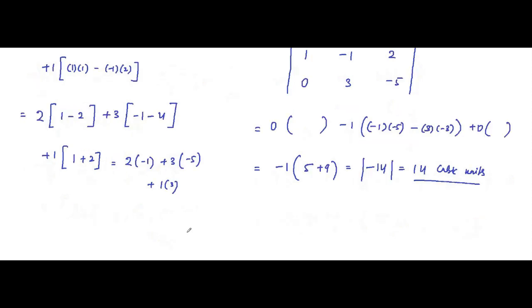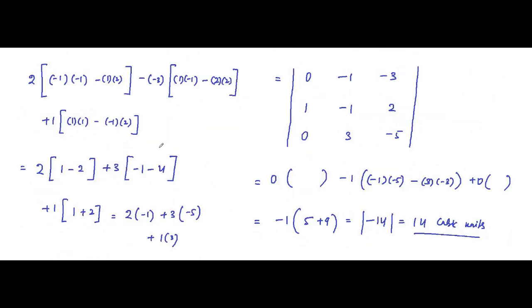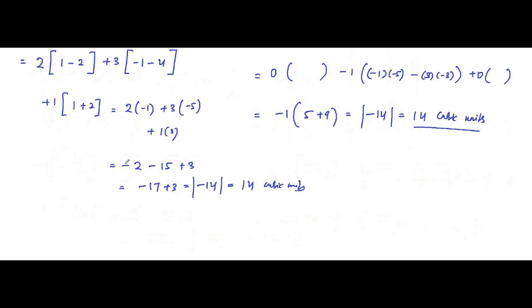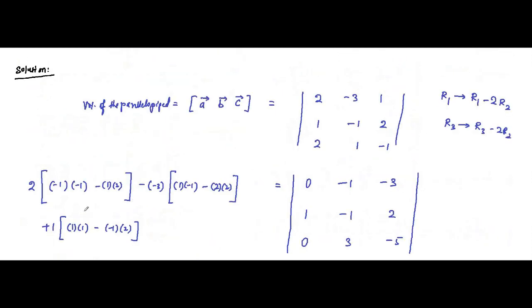So that is equal to minus 2 minus 15 plus 3. This becomes minus 17 plus 3, which is equal to minus 14. Modulus of that, because volume cannot be negative, so it becomes 14 cubic units. Okay, same result you will get. So either you do the manipulations or not, but this will become a bit lengthy, so we can go by this.